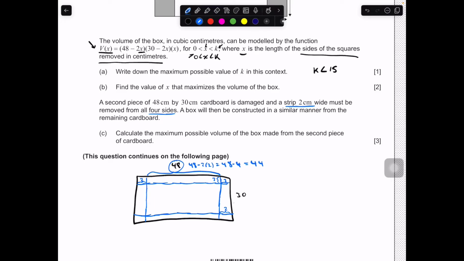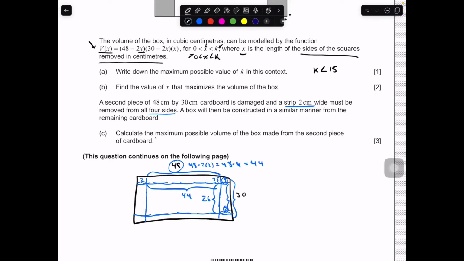Same here. This dimension used to be 30, but since we're taking off 2 centimeters from each side, we're only going to have a dimension of this inner box, which is going to be 26. And lastly, this one again is going to be 44. So we've got a smaller box. It's now 44 by 26 because we took 2 centimeters off from each side.